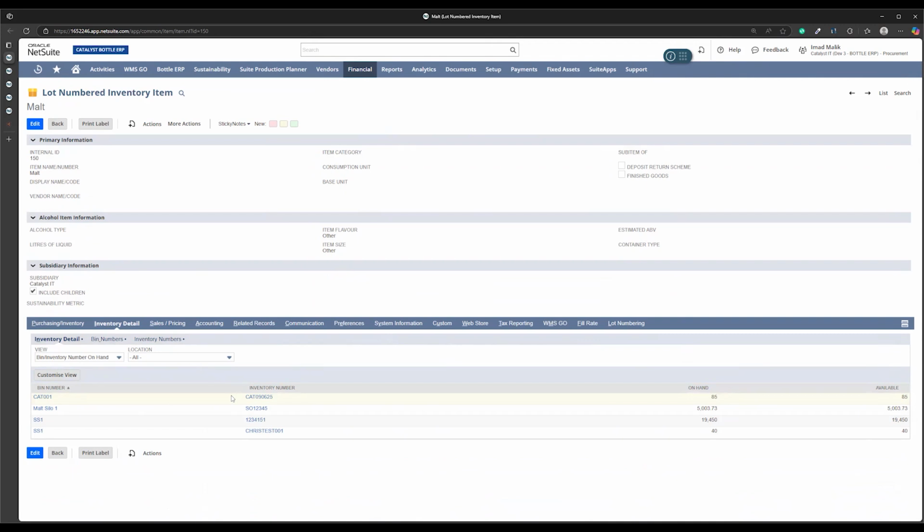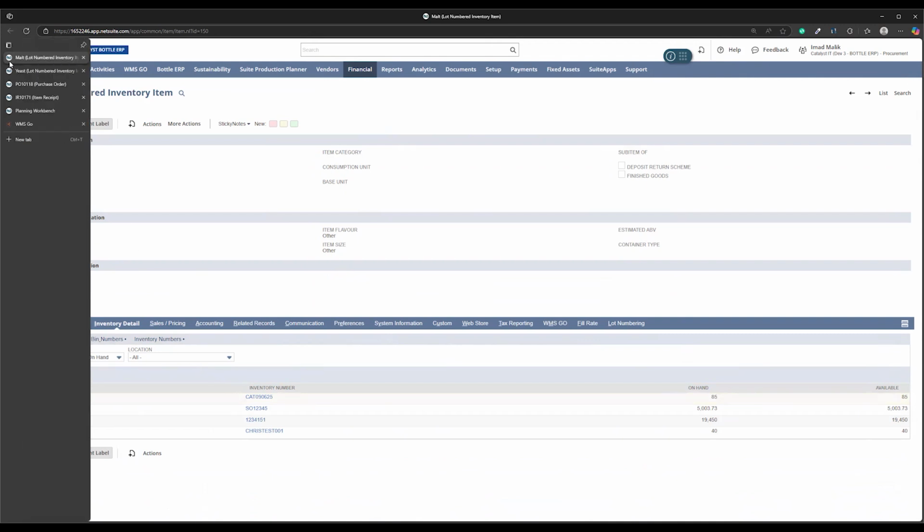With Bottle ERP and NetSuite, you have the ability to click through on various different parameters in very different areas, allowing you to get that more in-depth information if you need to, without having to do reports, customization, etc. as well. So this is one example item that I had.